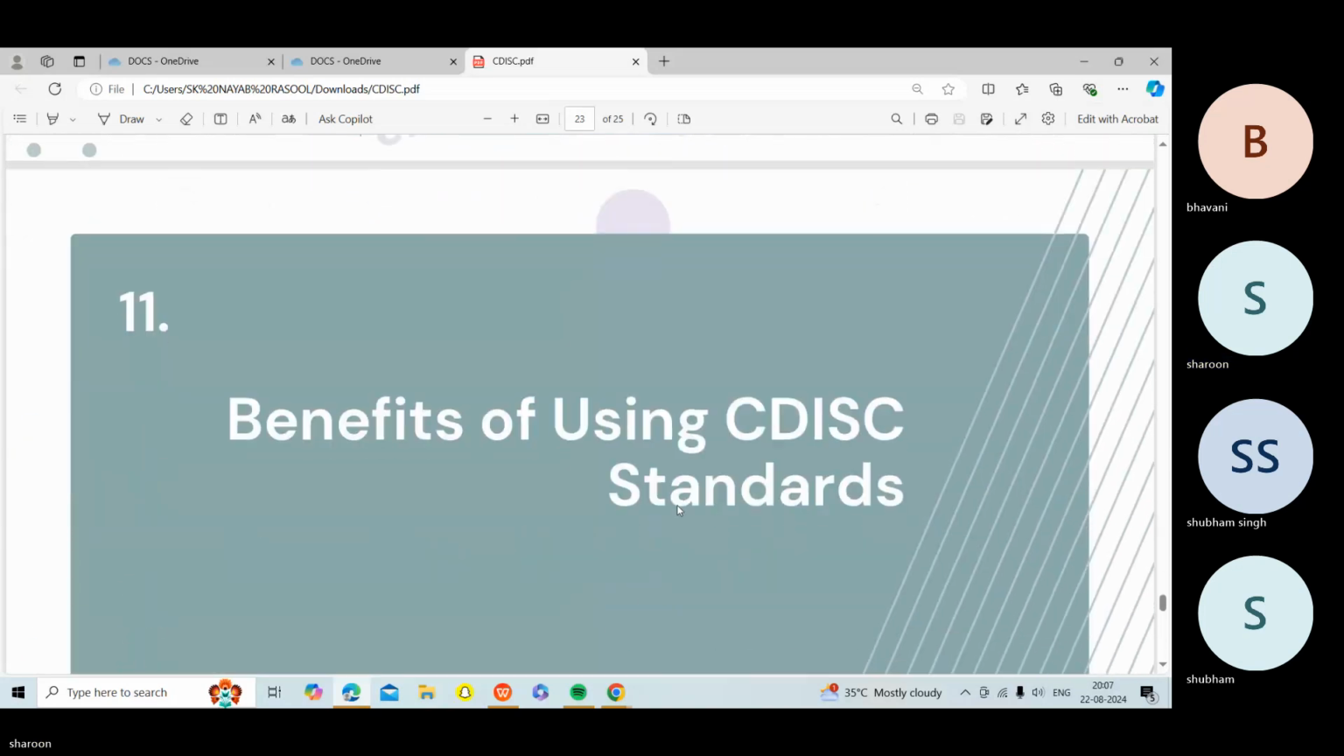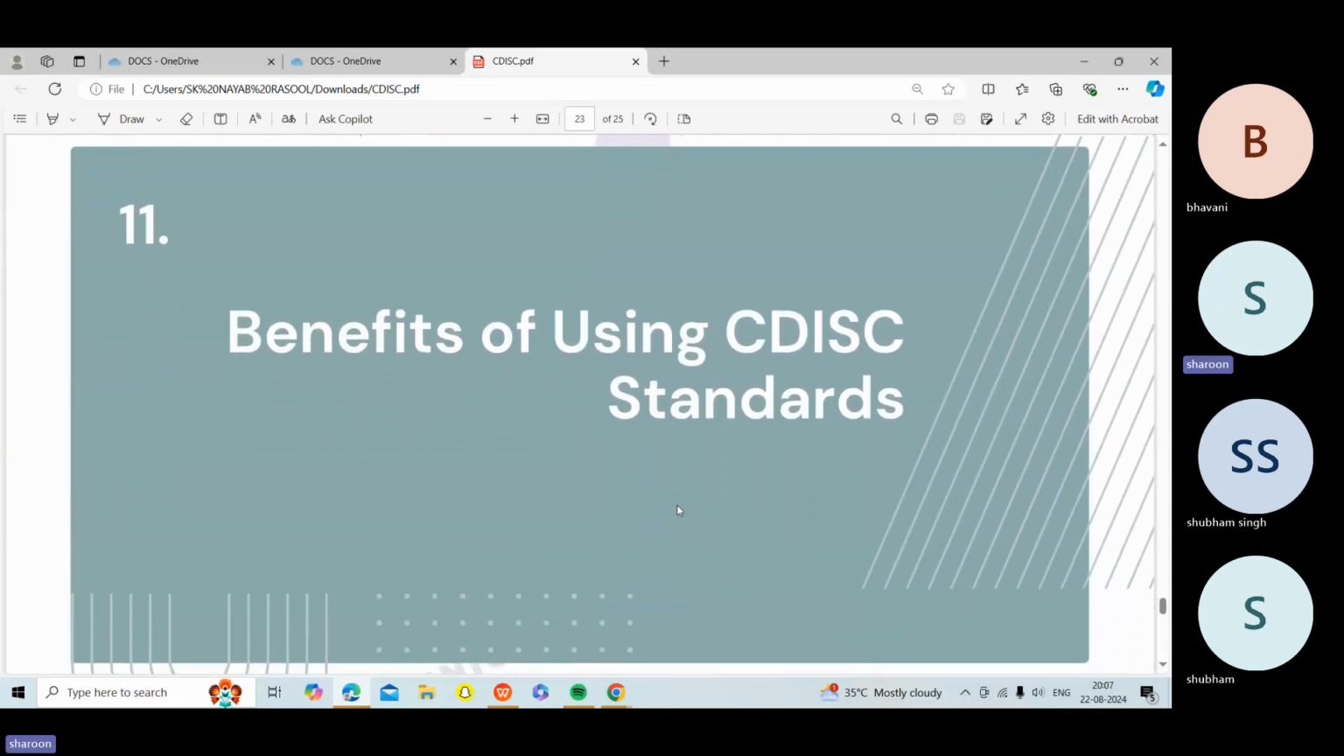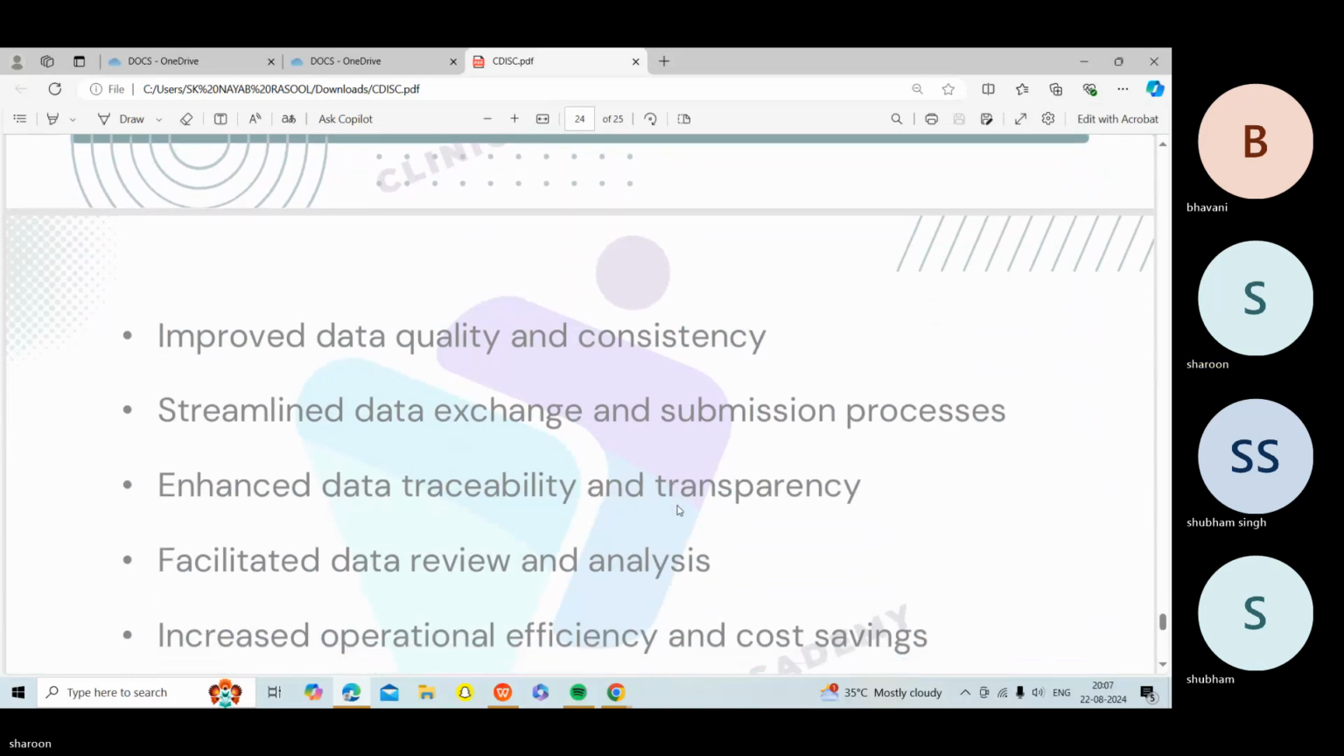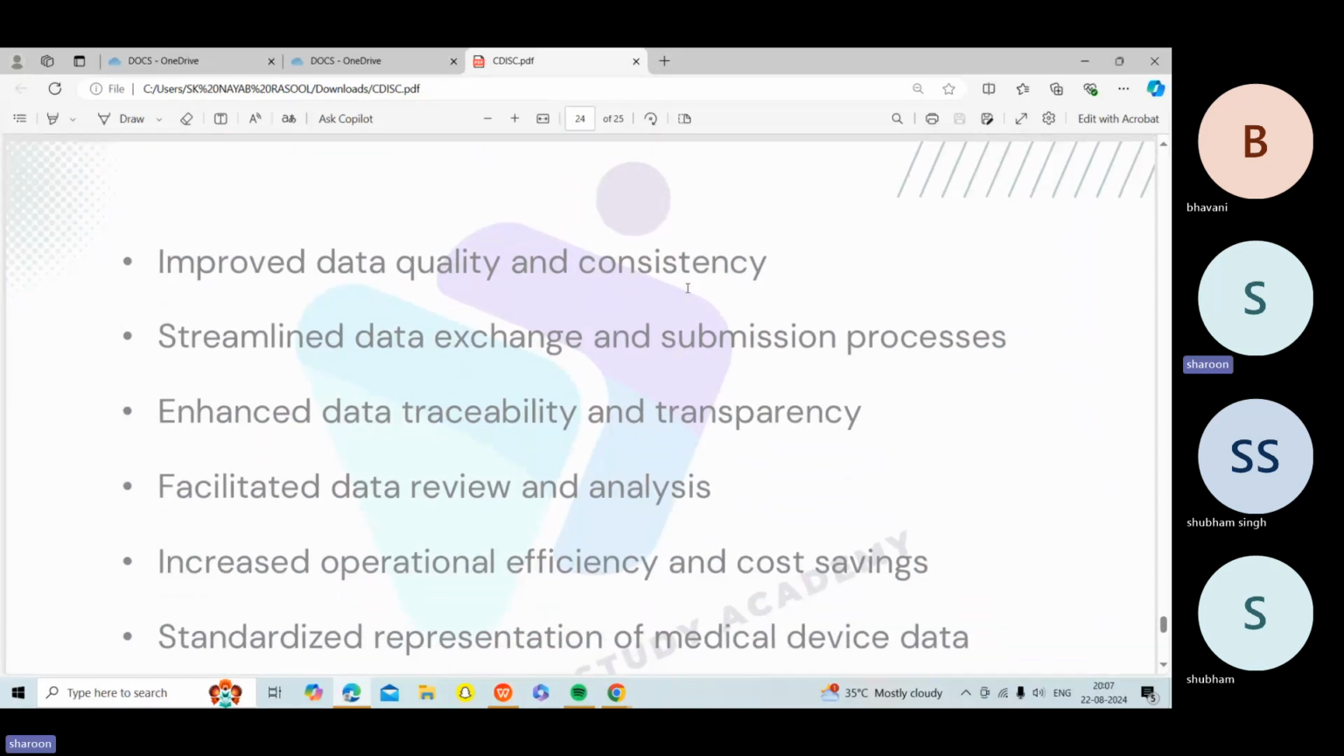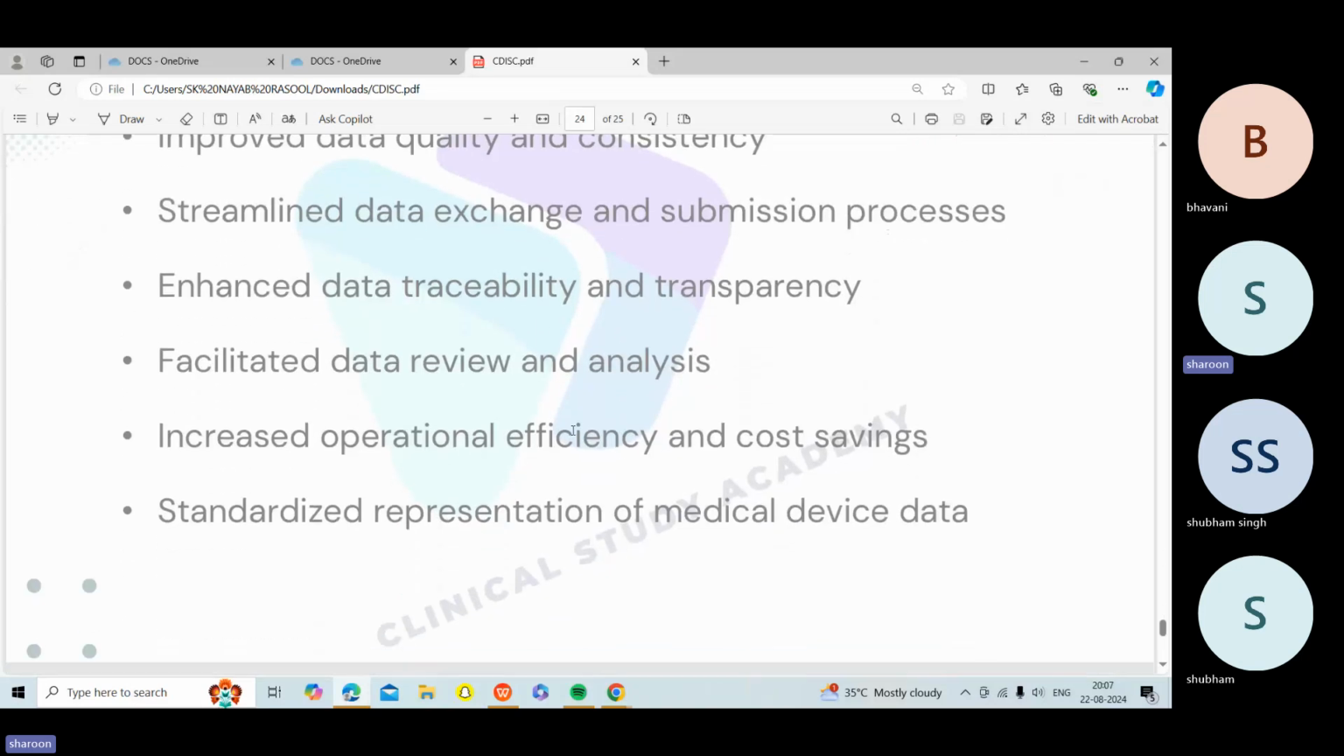PMDA. Benefits of using CDISC standards: improved data quality and consistency, streamlined data exchange and submission processes, improved data traceability and transparency, facilitated data review and analysis, increased operational efficiency and cost savings, standardized representation of medical device data.